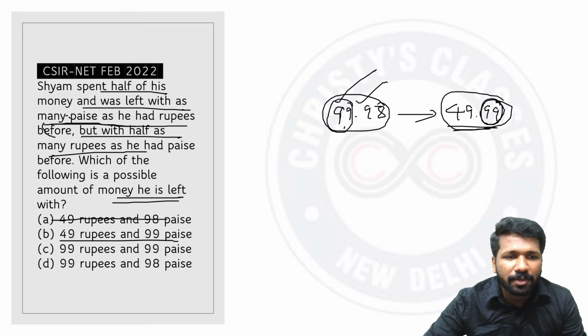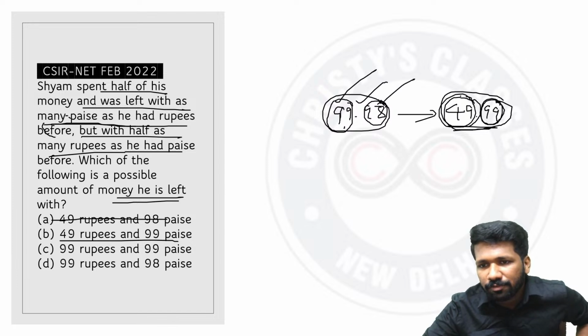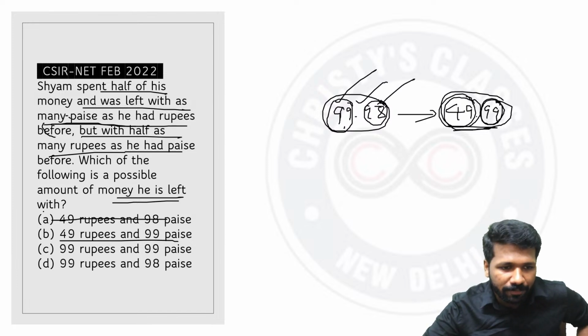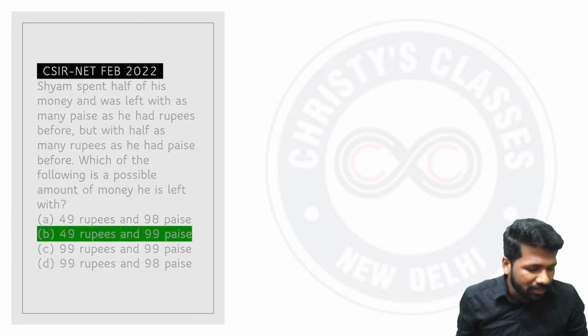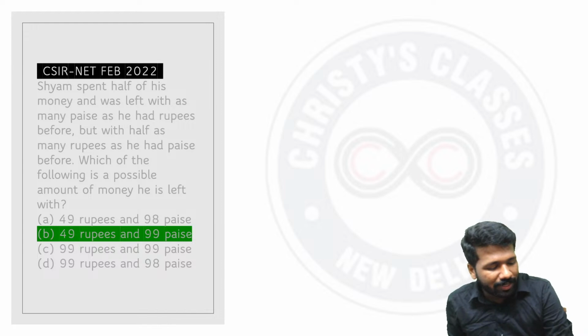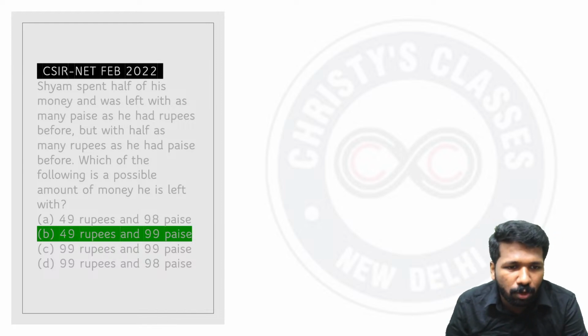But with half as many rupees as he had paise before. Half of the paise value will be the rupee value now. Paise value earlier was 98. Half of that is 49. Yes, that is satisfying. So that condition is also satisfied. So option B is the correct answer. Is it clear? It was a little complicated question, but that can be simplified using options.